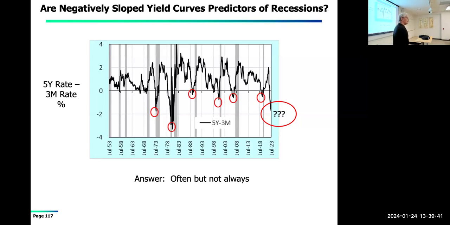Well, the unemployment rate's still below 4%. People, apparently, according to the polls, don't get it yet that, in fact, the economy is doing extraordinarily well under the circumstances. But nevertheless, it is this data where you hear that negatively sloped, inverted yield curves predict recessions.